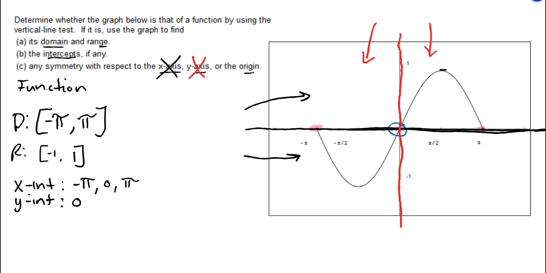We don't have that. And for origin symmetry, the origin is 0, 0 right here, and we're looking for a mirror image in opposite quadrants. And we do have a mirror image in opposite quadrants, so this graph would have origin symmetry.